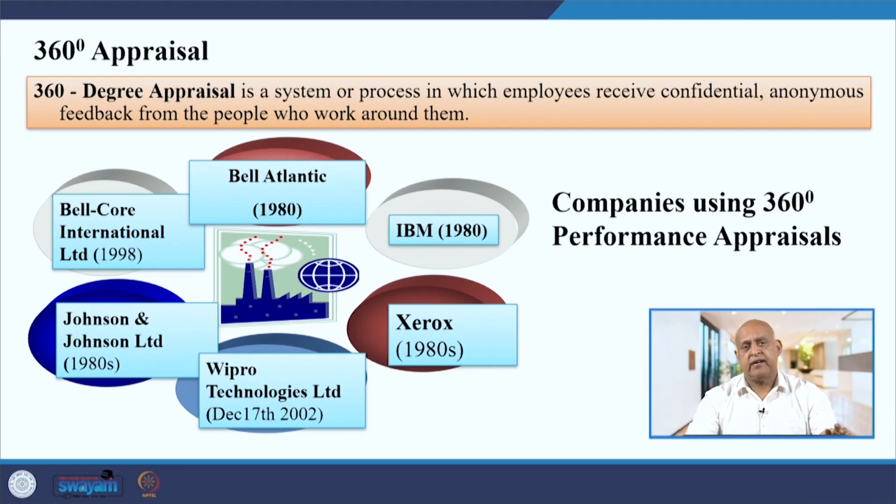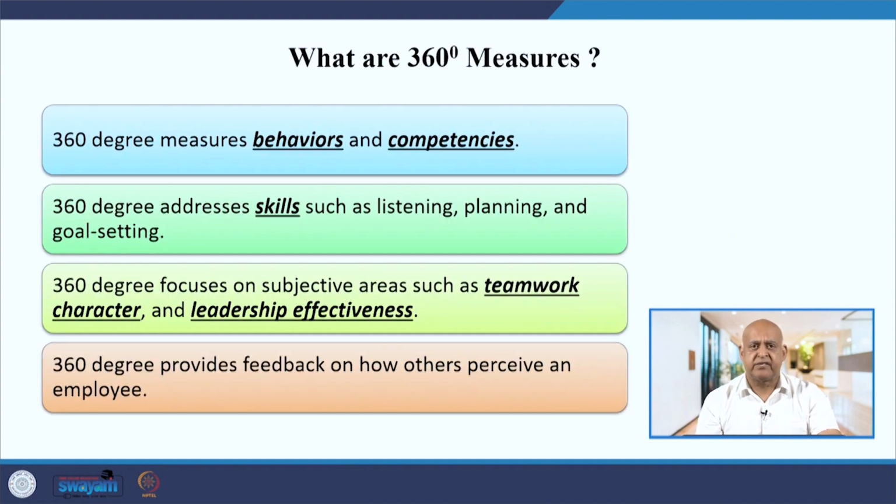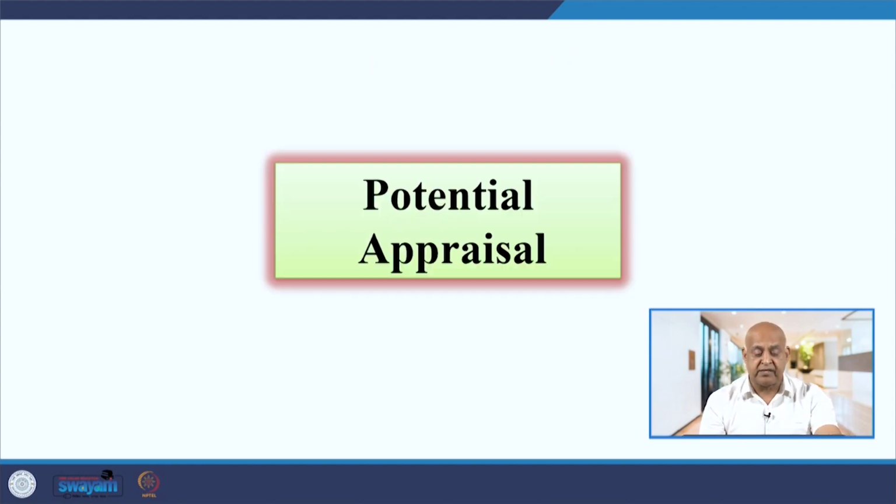Now, as I mentioned earlier about this 360-degree, Bellcore International, Bell Atlantic, Johnson and Johnson Limited, Wipro Technologies, Xerox and IBM are the companies which started long back using the 360 performance appraisal system, receiving confidential anonymous feedback from the people they are working with. Here, behavior and competencies are measured, skills are measured, as well as team characteristics, structure and leadership effectiveness.